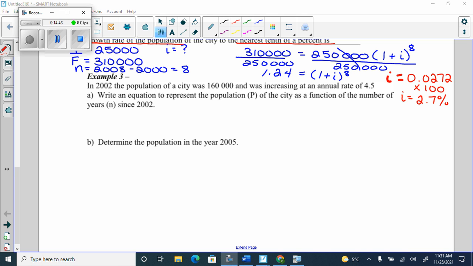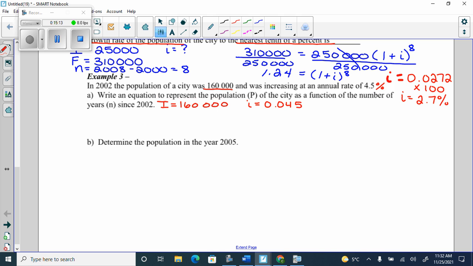Okay, this one says, in 2002, the population of the city was 160,000. Then it asks for 2005. So I know that this is my initial, and it's increasing at an interest rate of 4.5. I should have a percent symbol, sorry. So 0.045 is what you're going to fill in, because you always have to have it in decimal form.